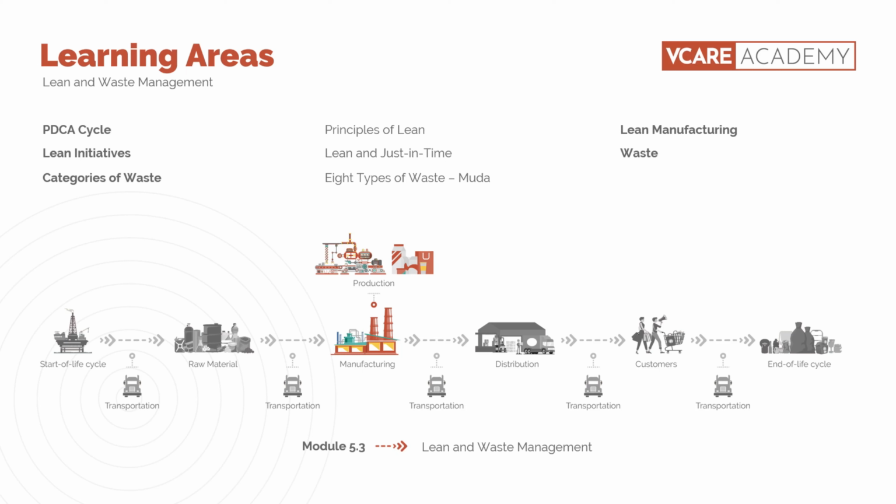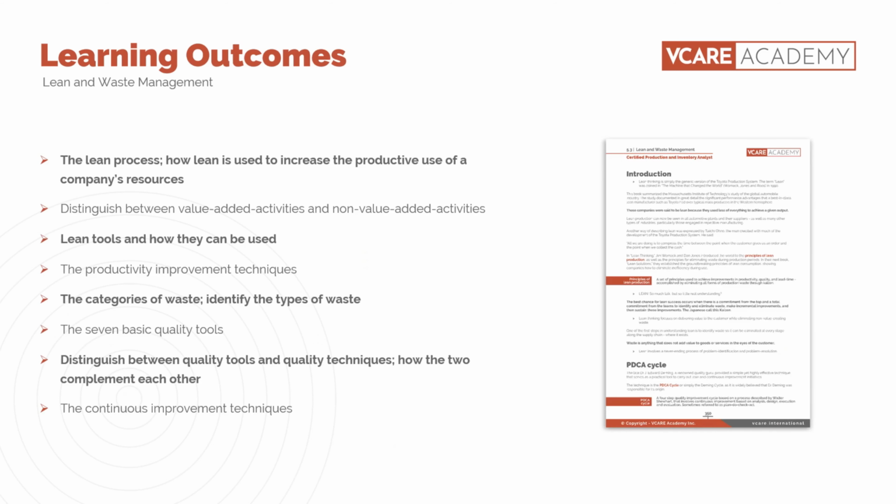The learning outcomes in this module: the lean process, and explain how lean is used to increase the productive use of a company's resources. Distinguish between value-added activities and non-value-adding activities. And lean tools, how they can be used. The productivity improvement techniques and categories of waste, and identify the types of waste. The 7 basic quality tools. Distinguish between quality tools, quality techniques, and how the two complement each other. Continuous improvement technique. The conceptual framework in this module.